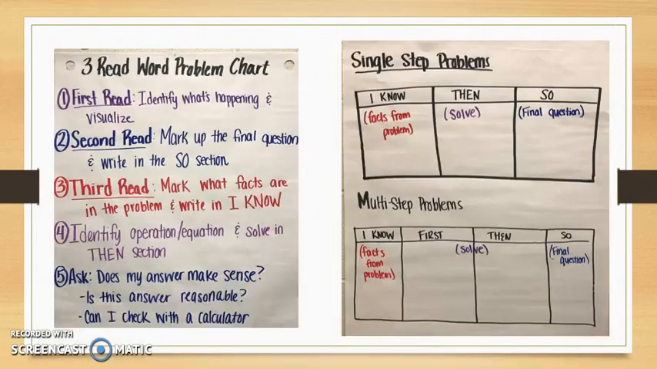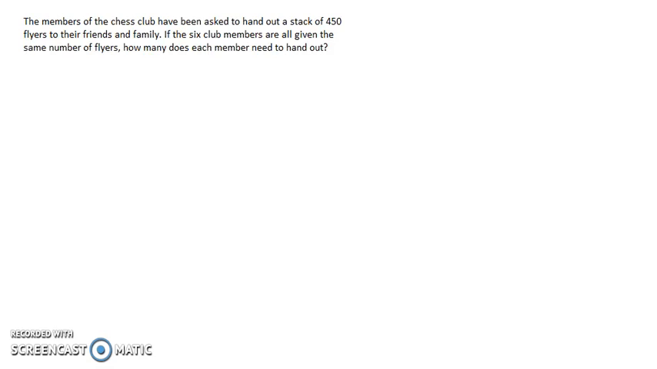Now let's take a look at our 3-read word problem chart steps. The first step is to identify what's happening with our first read. During the second read, we want to mark up the final question and write it in our So section. During the third read, we want to find what the facts are in the problem and jot those down in the I know. We want to then identify and solve, and then double check to make sure our answer makes sense.